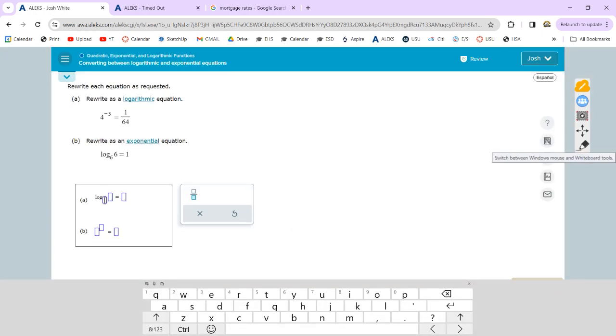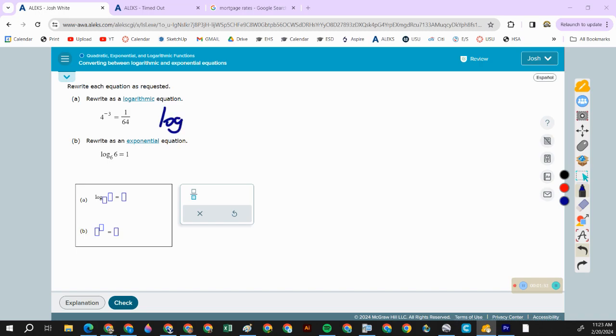All right. 4 to the negative 3 equals 1 over 64 as a logarithm. That would be log base 4 of 1 over 64 equals negative 3. And then this logarithm, let's call this an 8 so it's easier to see. So this would be 8 to the first equals 6, which is obviously not true, but that's how you convert from logarithms to exponents.